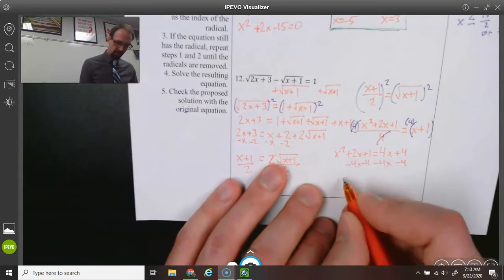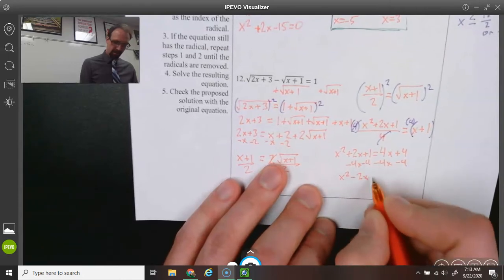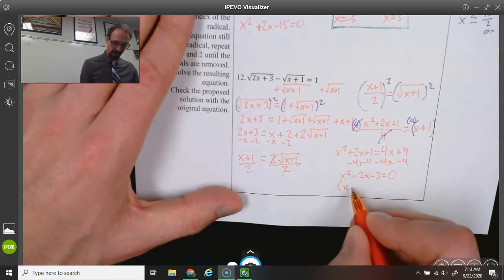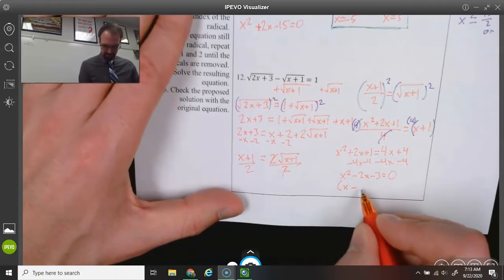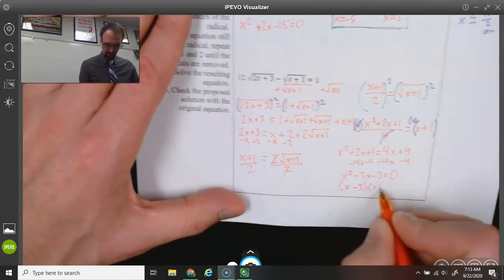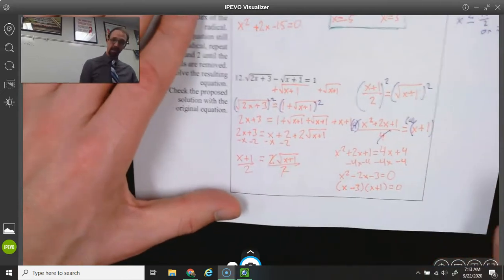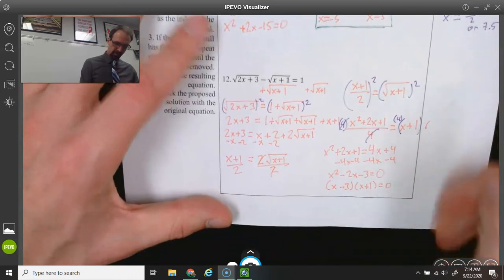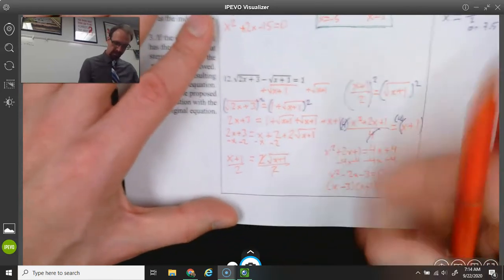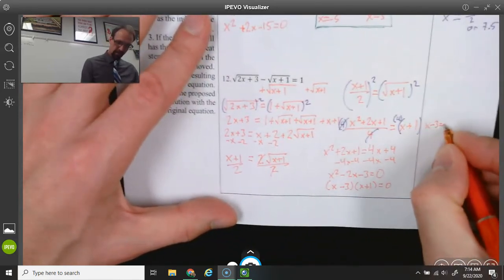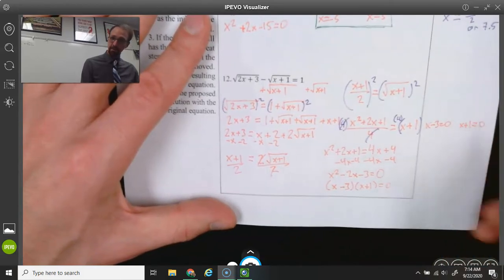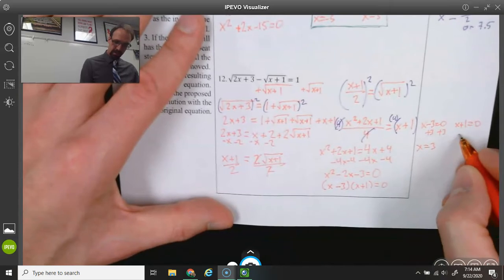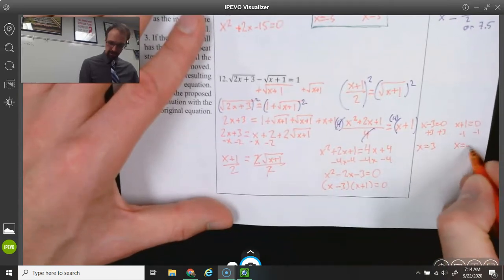Minus 4x minus 4, so I end up with x squared minus 2x minus 3 equals 0. So then if I factor this, it looks to be x minus 3 and x plus 1 equaling 0. Set both of those equal to 0 and then solve. So I'm going to have x minus 3 equals 0, x plus 1 equals 0. Add 3 on both sides, so I get x equals 3. Then minus 1 on both sides, and I get x equals negative 1.